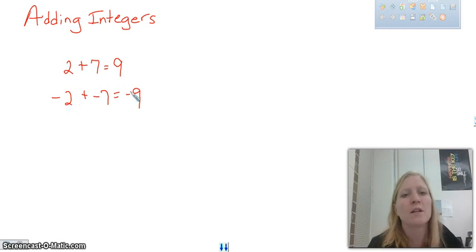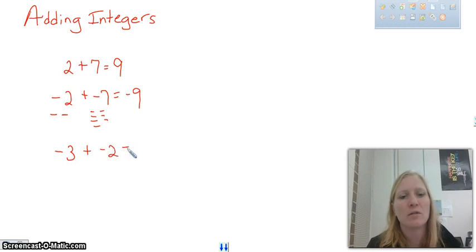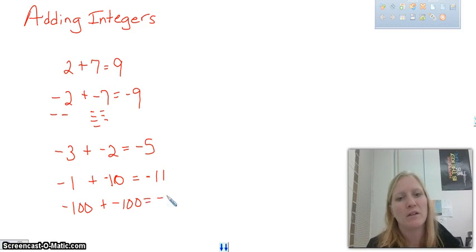When you have two negatives, you can just add them together. I like to sometimes just draw little negative signs. So this one would have 2, and this one would have 7. And if you count them up, 1, 2, 3, 4, 5, 6, 7, 8, 9. So 9 negative. If I have negative 3 plus negative 2, that gives me negative 5. If I have negative 1 plus negative 10, we'll say, negative 1 plus negative 10 gives me negative 11. Negative 100 plus negative 100 gives me negative 200.